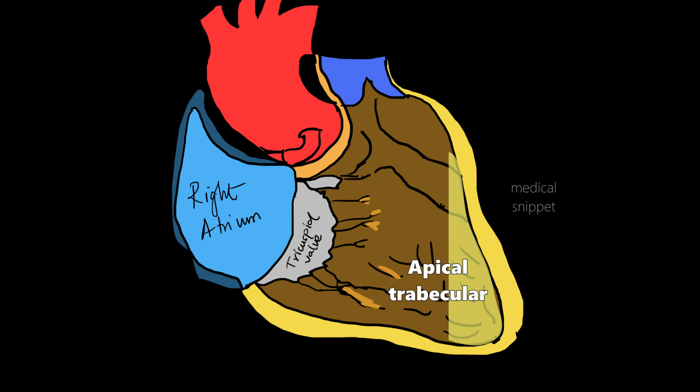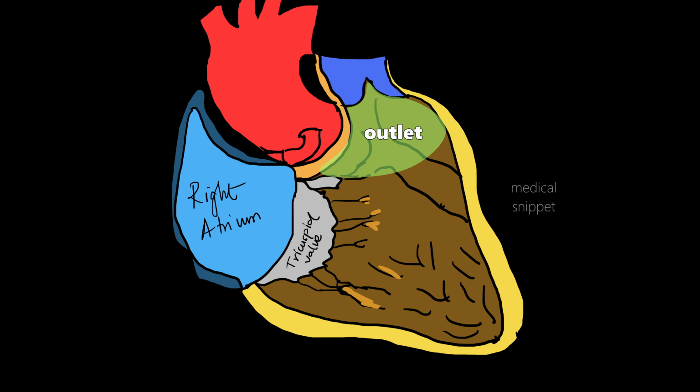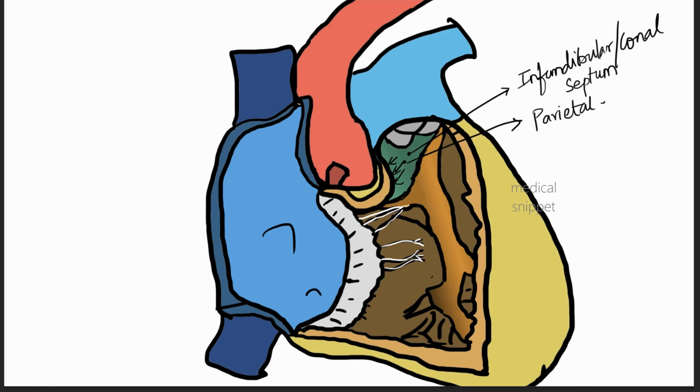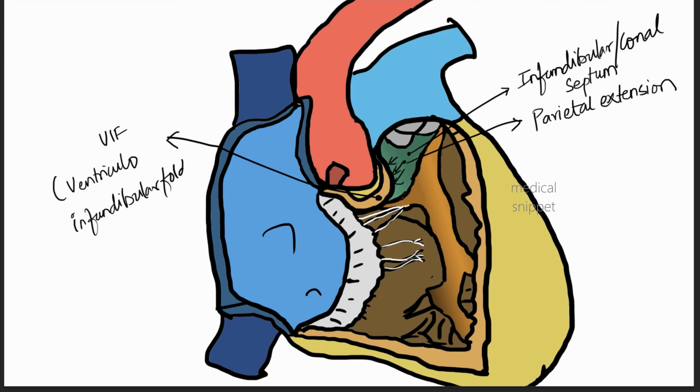Apical trabecular portion of the right ventricle has coarse trabeculations. In contrast, in the left ventricle, the trabeculations are fine and show a crisscross pattern. The outlet portion of the right ventricle is smooth. It consists of infundibular or conal septum. Conal septum on the right side has parietal extension into the free wall of the right ventricle. This parietal extension and the conal septum together are called ventriculo-infundibular fold. The ventriculo-infundibular fold separates the tricuspid valve and the pulmonary valve.